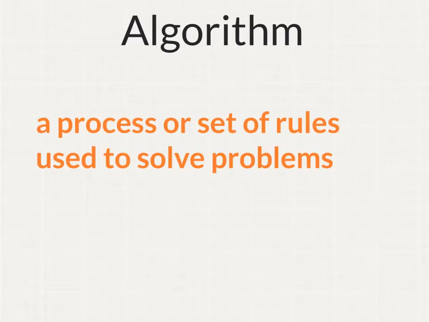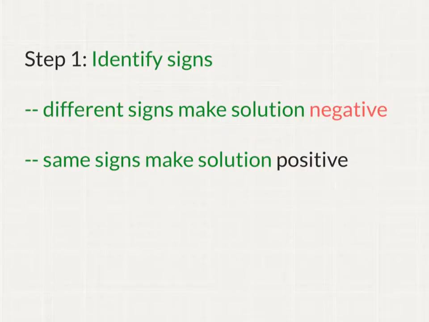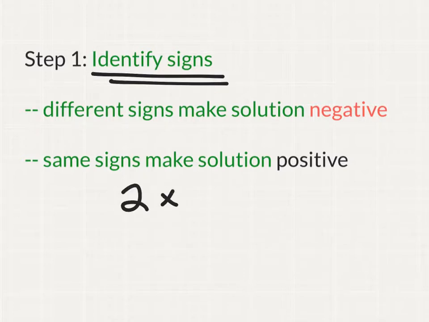An algorithm is a process or set of rules used to solve problems. The algorithm we'll use has two steps. Step 1 says identify the signs. So if I'm multiplying or if I'm dividing, the first step is for me to check the signs of the integers in my problem.